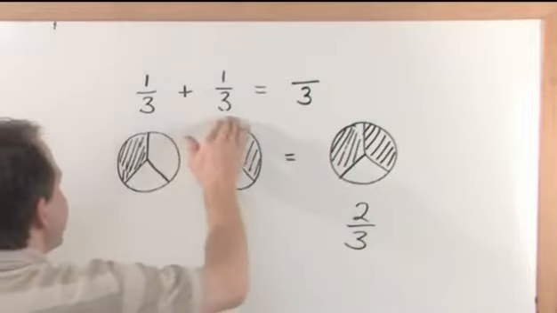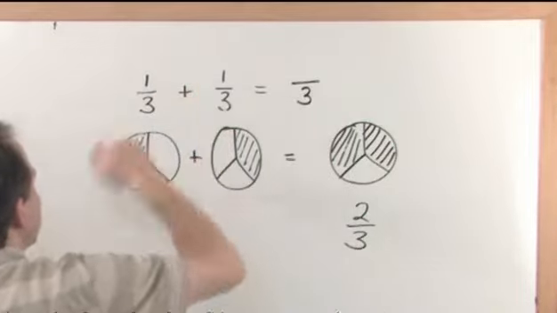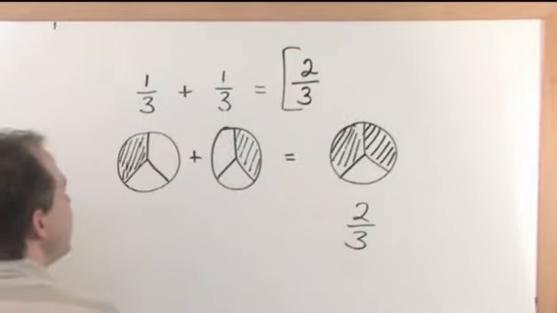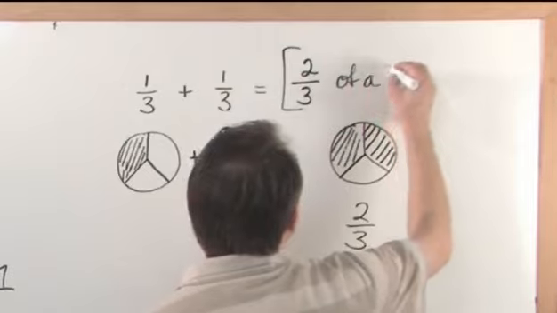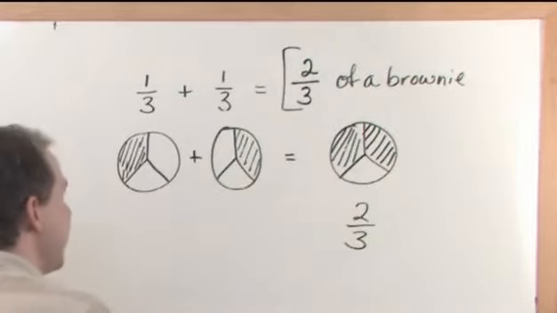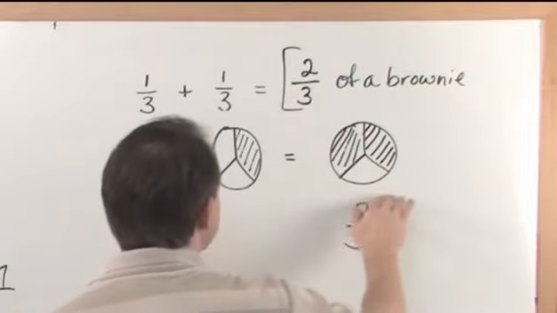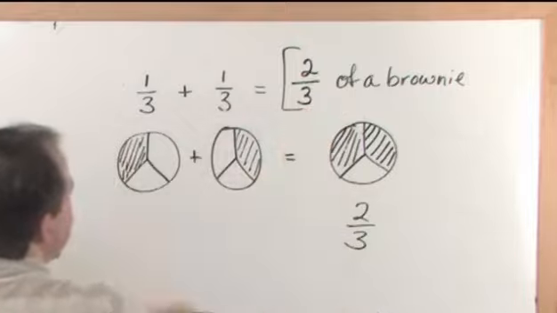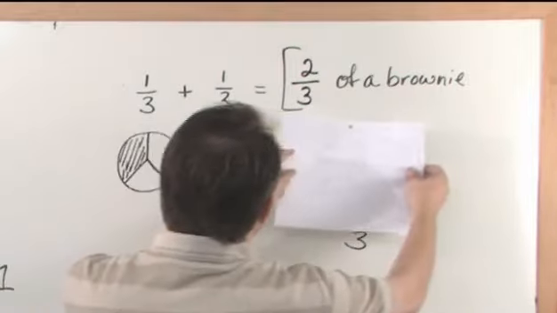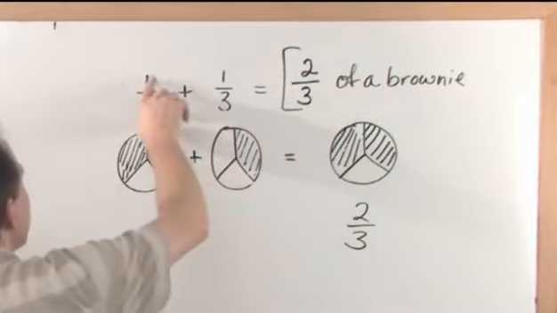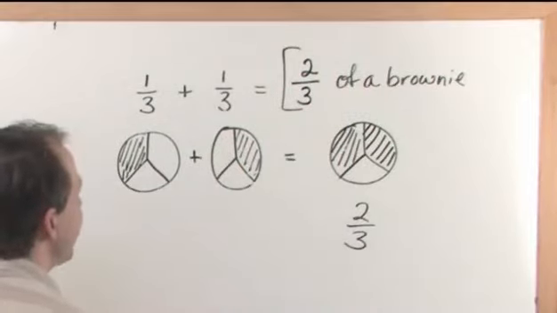Now, once they are the same number, all you do is add the tops. 1 plus 1 is 2. So this is the answer. 2/3 of a brownie. So you can see we got exactly the same answer. One involved pictures, and another one just involved math. Now you can do this without pictures, now that you know what you're doing. If the bottom number is the same, you carry it along and the top numbers get added together. 2/3 of a brownie.